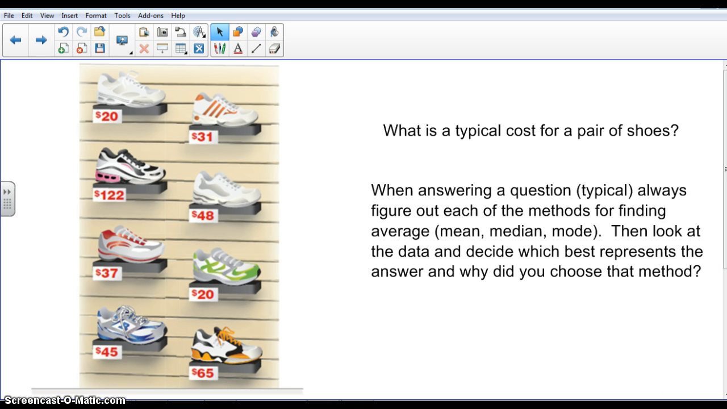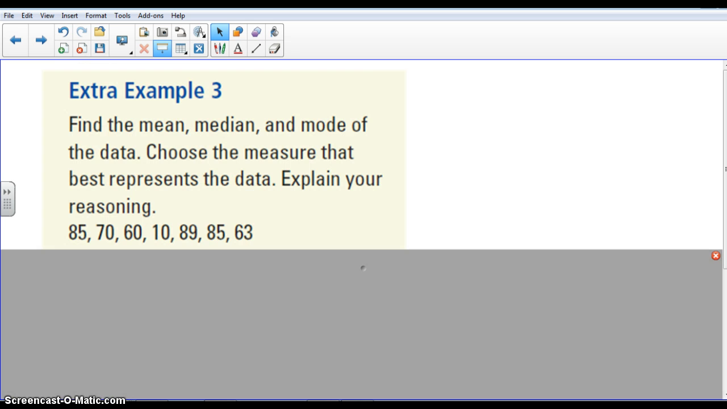Let's try an extra example on that one. It says find the mean, median, and mode of the data. Choose the measure that best represents the data and explain your reasoning. In this case, I want you to figure it out. I then want you to put it on a dot plot, and label the mean, median, and mode. Pause and figure that out, please.